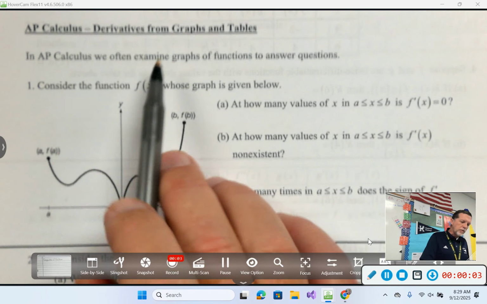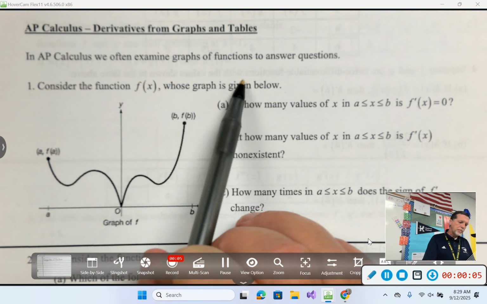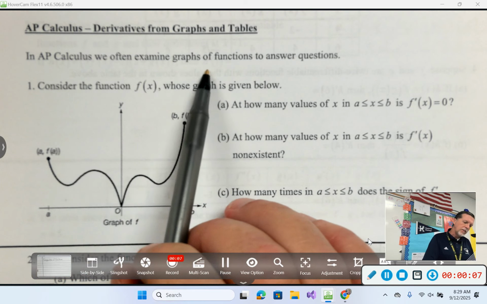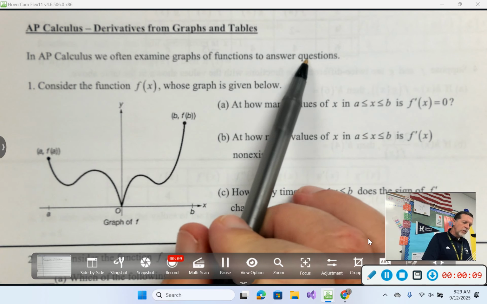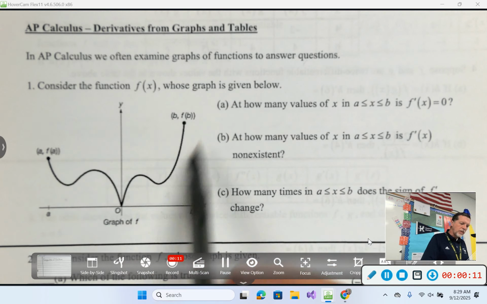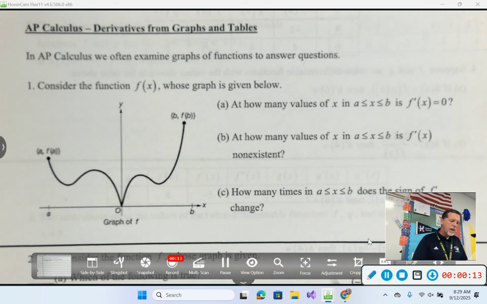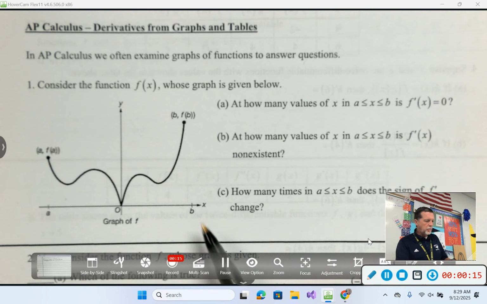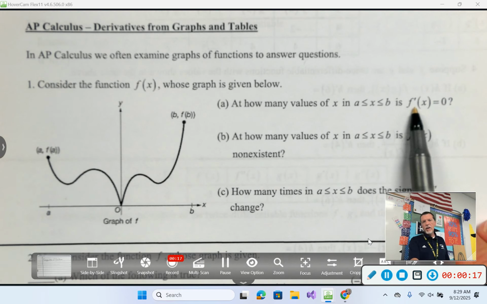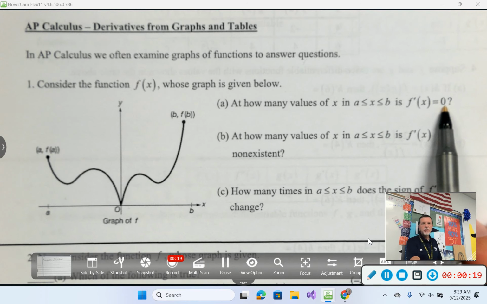All right, derivatives from graphs and tables. In calculus, we often examine graphs of functions to answer questions. So consider the function whose graph is given below. At how many values of x between a and b is f prime equal to 0?